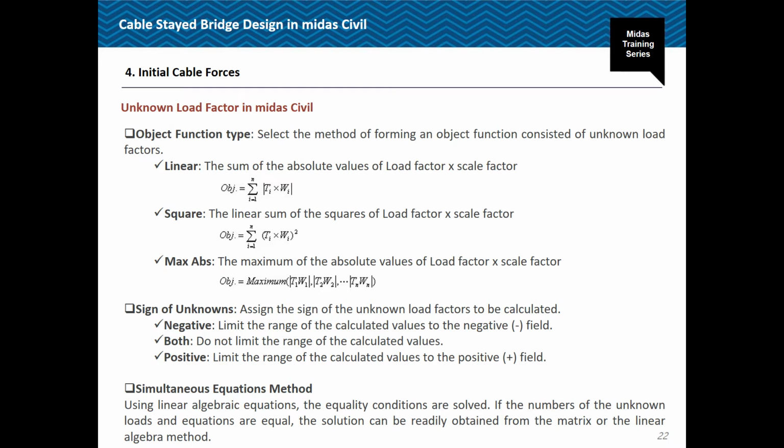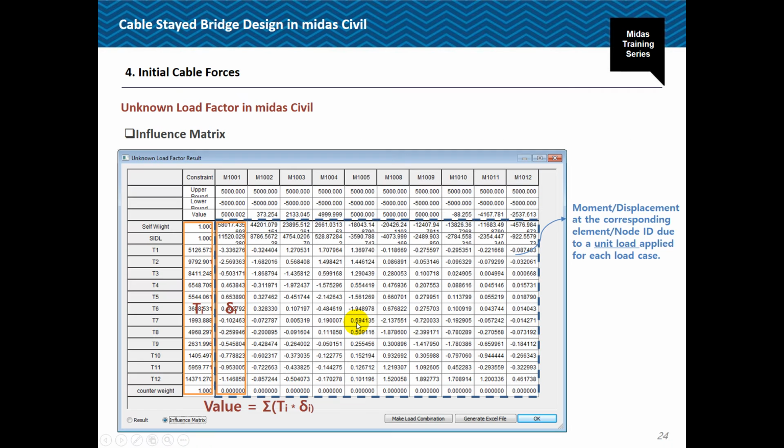Then you can also select the sign of the unknowns. So the factors that are going to be calculated from the unknown load factor can be either negative, positive or negative, or positive only. That depends on what you want to achieve. And also, if the constraints are input as equations with single values, not as a range, you can use the simultaneous equation method, which is basically a linear algebra method for finding the solution of the cable.